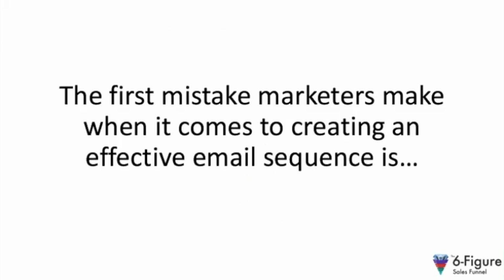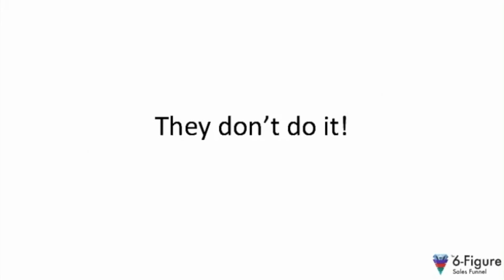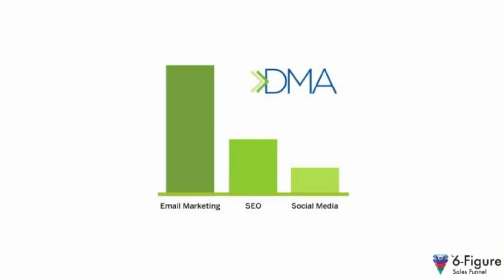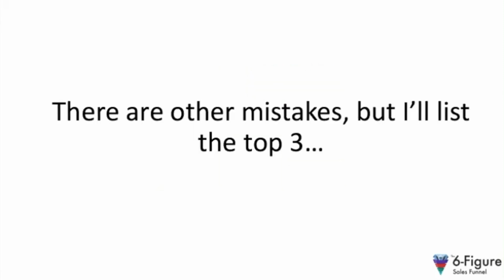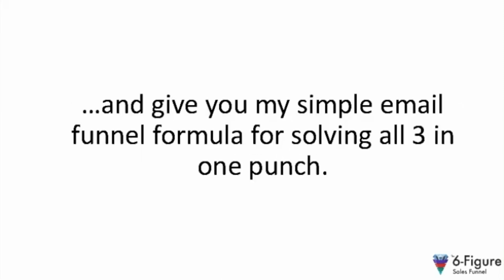The first mistake marketers make when it comes to creating an effective email sequence is, well, too many just don't do it, and this is terrible. Because email marketing is the most effective marketing channel out there, driving more than 2 times the amount of sales revenue compared to SEO, and 10 times that of social media, according to the Direct Marketing Association, or DMA. There are a number of other common mistakes, but I'll just list the top 3 and give you my simple email funnel formula for solving all 3 in one punch.